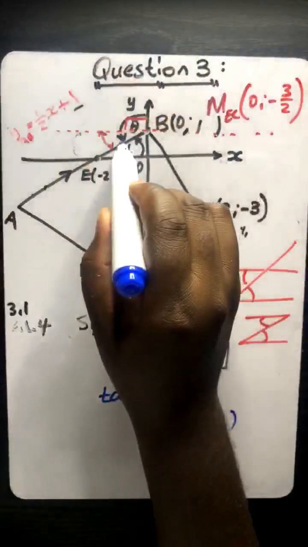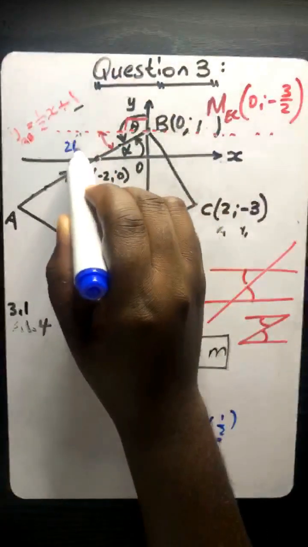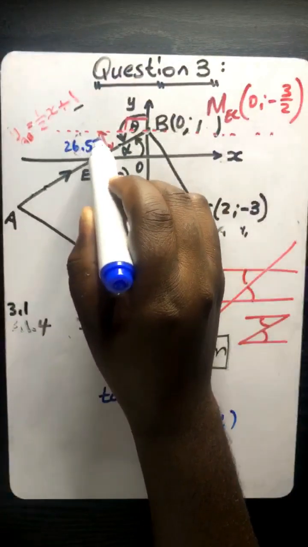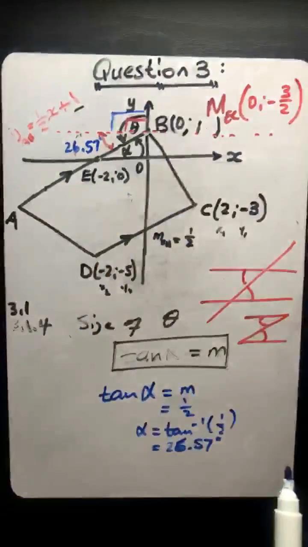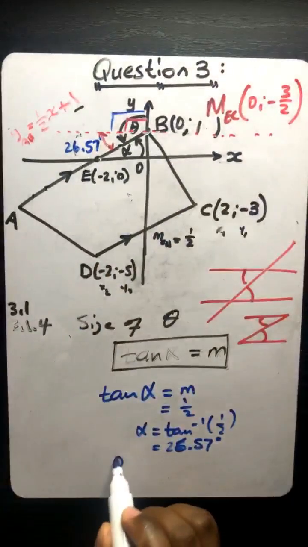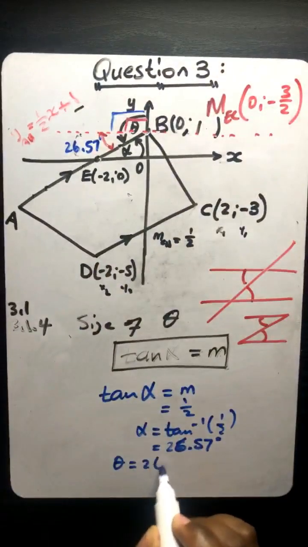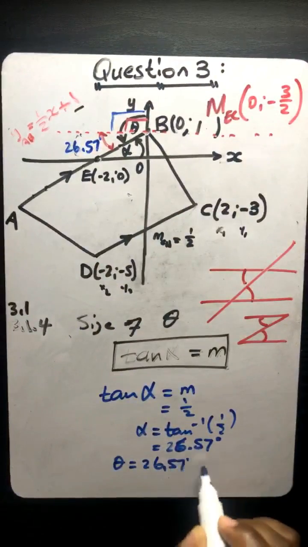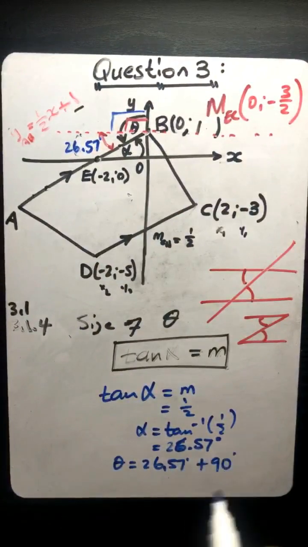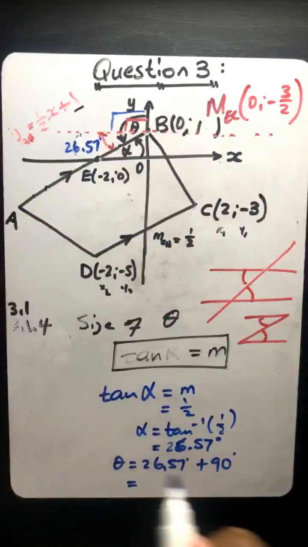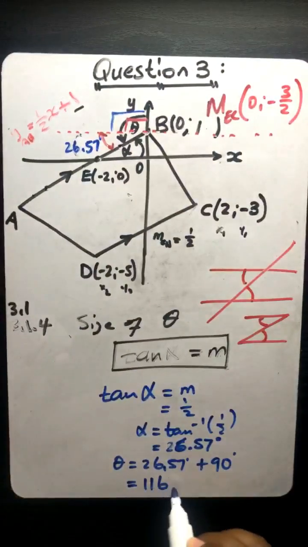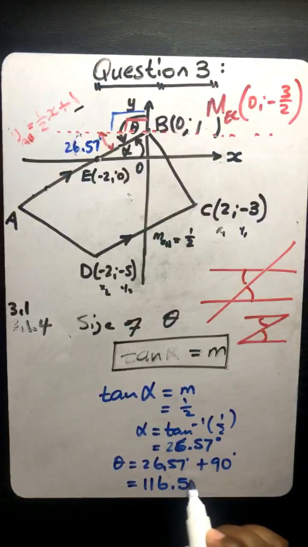So what I'm saying is, this small angle is actually 26,57 degrees. Then I'm going to add it with that angle being 90. So that means angle theta is actually 26,57 degrees plus 90 degrees. Then the answer that you get there is your angle theta, which is that.